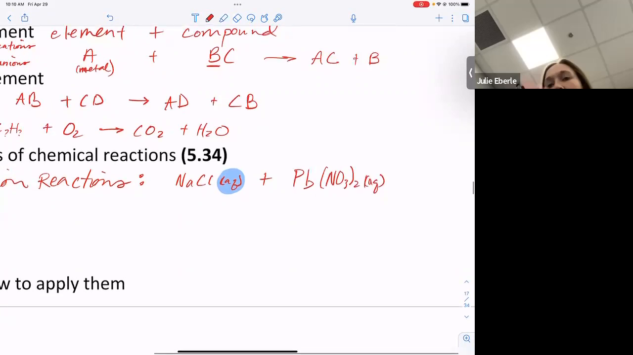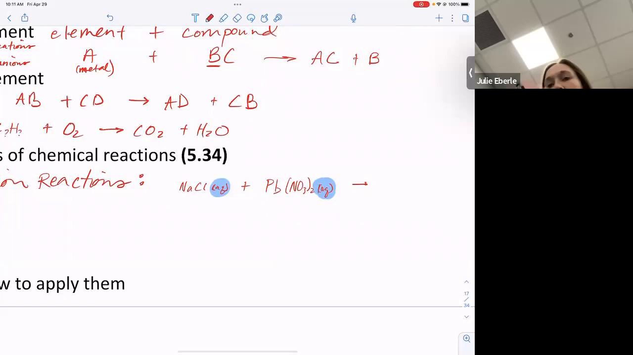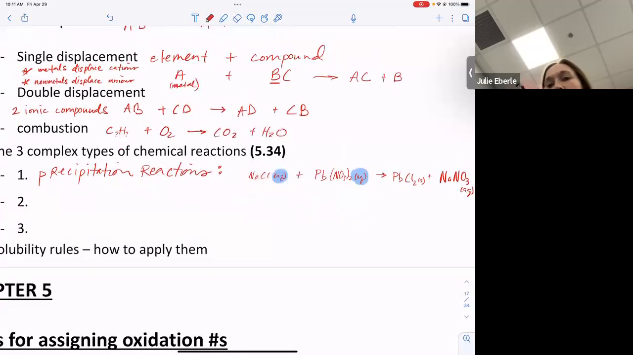So when these make products, we're gonna need to shrink this down. These make their products. We're gonna have lead chloride, and this is gonna form a solid, plus our sodium nitrate, which will still be aqueous. Okay. So 2 aqueous reactants making a solid product is a precipitation reaction.